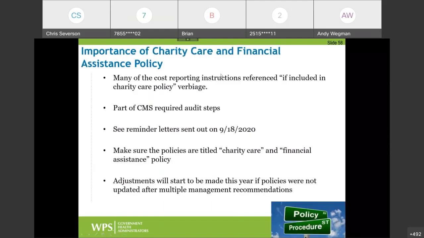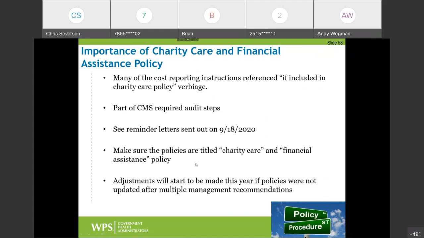And the next topic was the importance of charity care and financial assistance. In this case, we already talked about a lot of examples where it had to be included in your charity care policy. If you look at the cost reporting instructions, it very clearly says that multiple times. And these are also part of CMS's required audit steps. The reminder letters initially went out a couple of years ago, September 18th, because CMS brought this up. They had a big concern about this. So by now, hopefully every provider has had a chance to adopt those changes and update their policies.